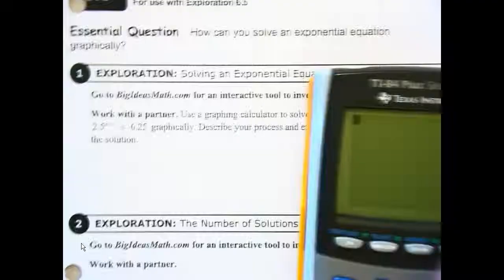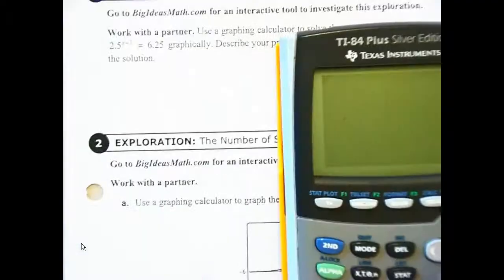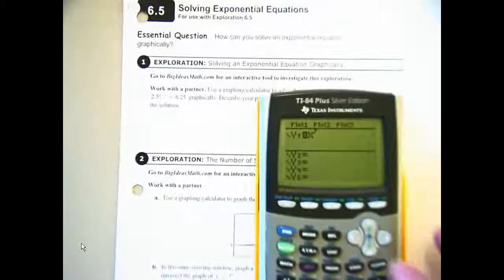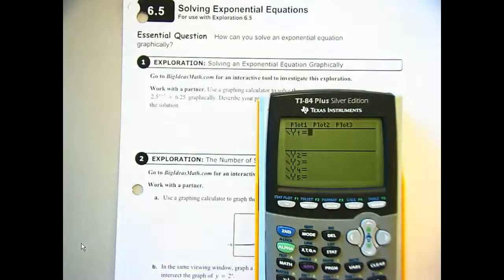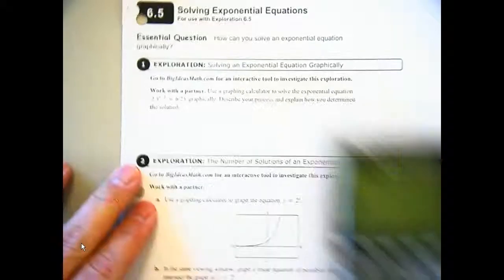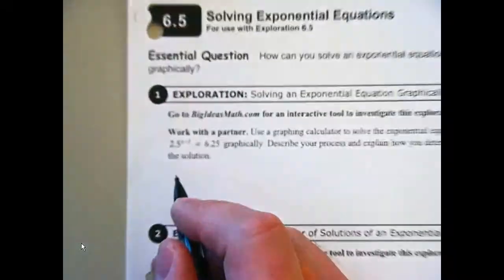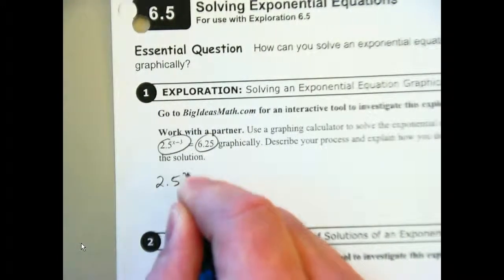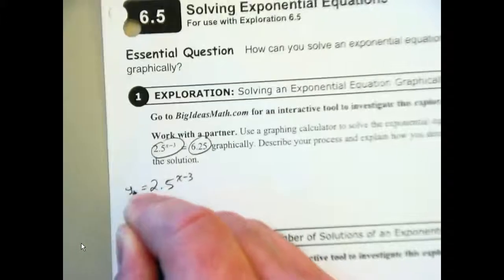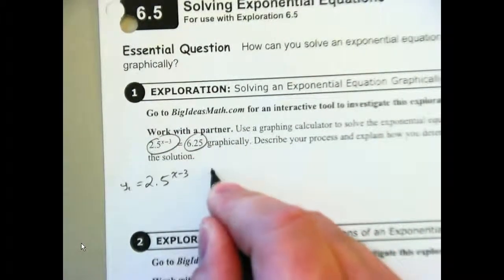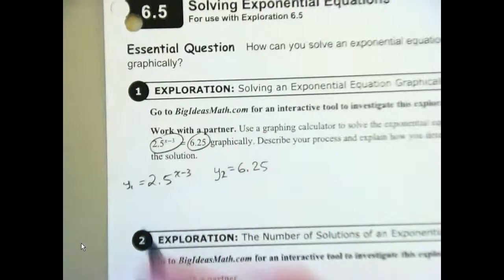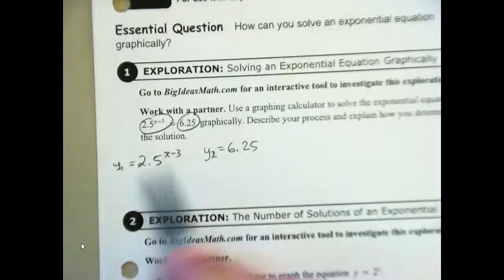Hey, guys, just a quick reminder on how to graph these. You're going to your y equals menu. So hit y equals. If there's something in there, you can clear it out. I'm going to put in 2 different equations. First, I'm going to set this side, just like we did earlier in the year, equal to y. And then I'm going to set this side equal to y. So 2.5 to the x minus 3 equals y. I'm going to call that y sub 1. And then y sub 2 is going to be 6.25. Now remember, the 2 and the 1 just mean my first equation with y and my second equation with y.